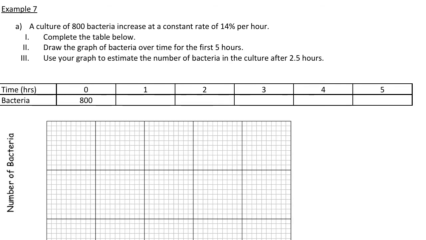Example 7 then. A culture of 800 bacteria increases at a constant rate of 14% per hour. Complete the table below. Because the increase was always per hour, that's why the table values go up in hours. So we've got 0 hours, which is what it was initially, and then after 1 hour, after 2 hours, after 3, 4, and 5.